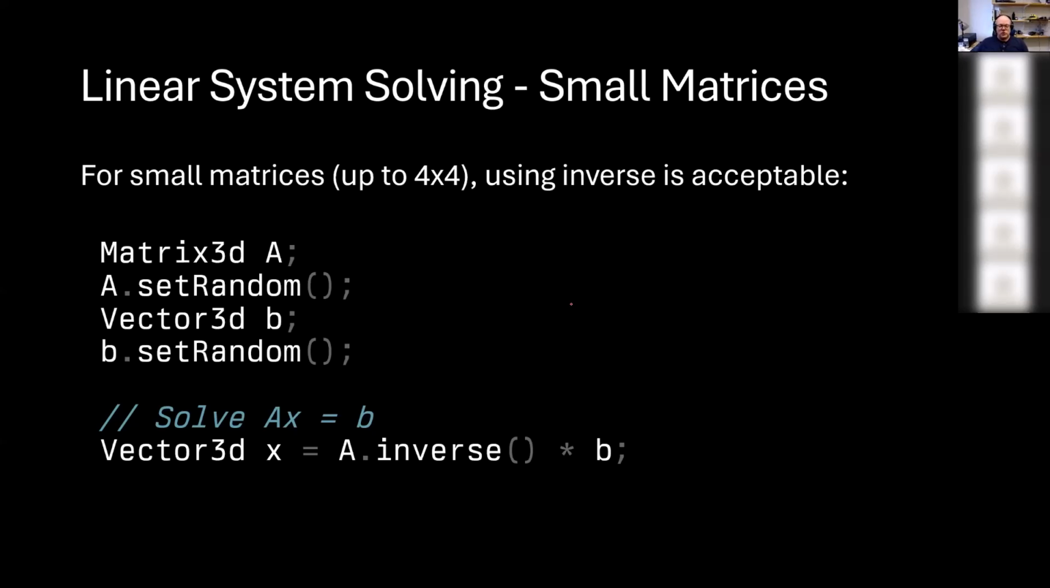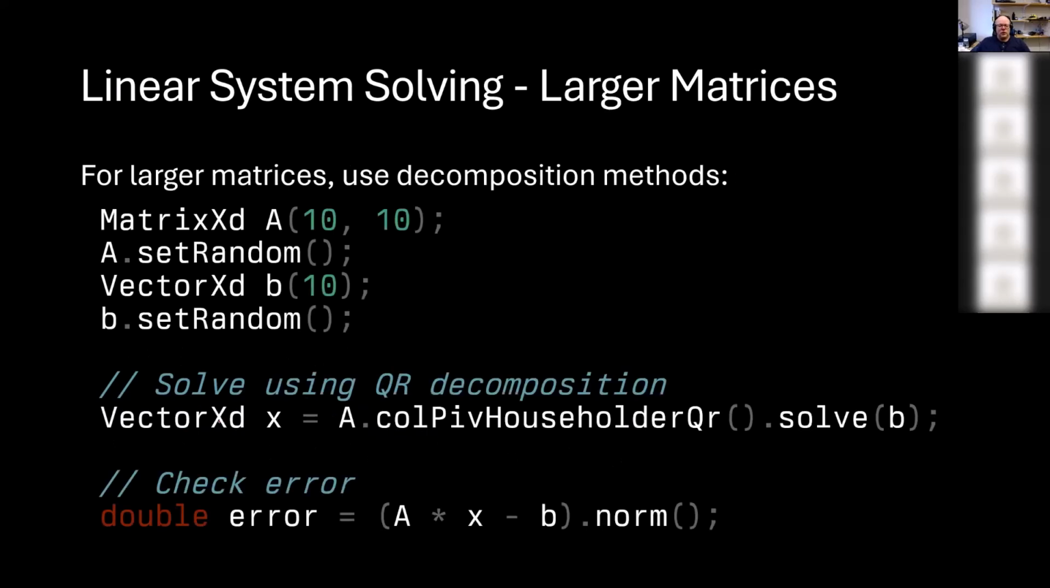So for small matrices, for example, up to 4 by 4, you can use the inverse operation directly. In this case I have a matrix A and a vector B, and then I just do x equals A.inverse() times B. Works fairly well on smaller problems. However, if you get to larger problems, you should use the decomposition methods that are built in, and it's very easy to use.